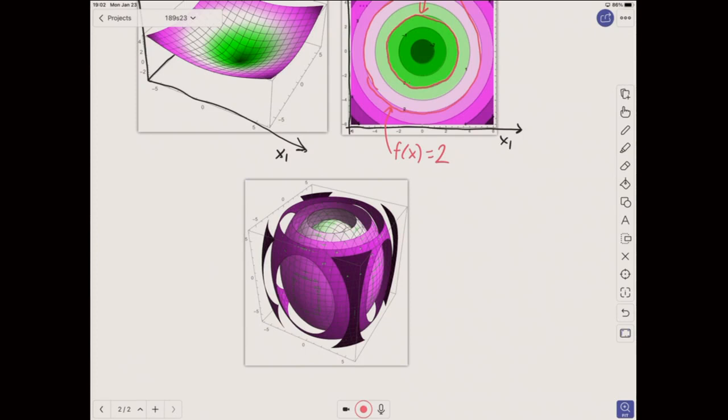The term level set is often used as a synonym for isosurface, yes. Though the word level set has some extra baggage that isosurface doesn't have, which I'm not going to go into. Okay. Other question?